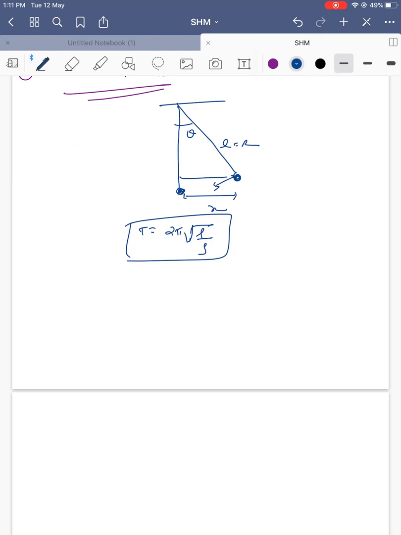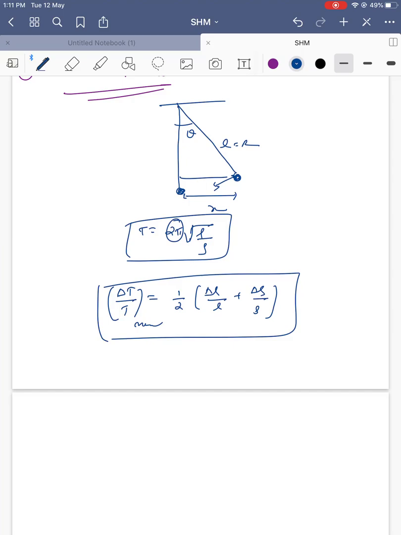So delta T by T is equal to, 2 pi being a constant, 1 by 2 into delta L by L plus delta g by g, for maximum change in temperature, time.